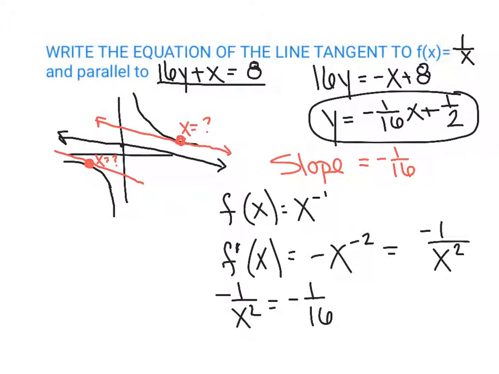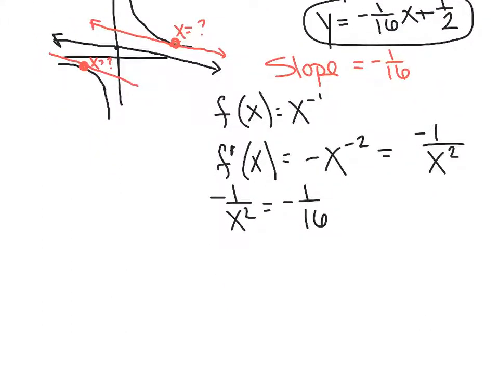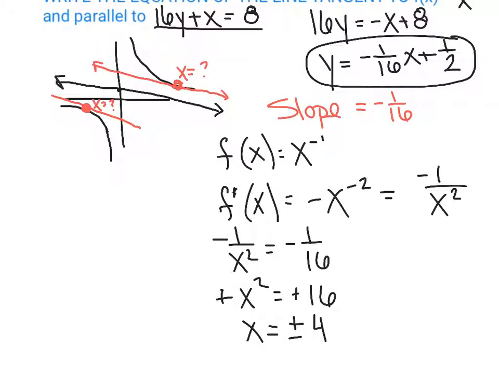If I cross multiply, I get negative x squared equals negative 16. Divide both sides by a negative 1. And then take the square root of both sides, and you get plus or minus 4. So don't forget your plus or minus right there. So if we go back up here just a little bit, this x-coordinate is positive 4, and this x-coordinate's negative 4.